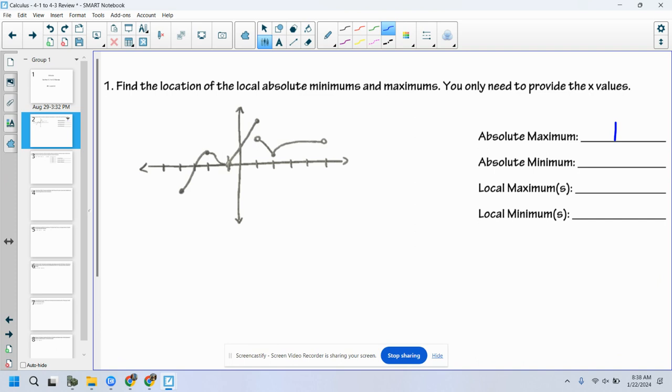What's the absolute minimum? Down here, right? This is at -1, -2, -3, -4. Is that also a local? No, because it's an endpoint. Remember that it could be absolute, but not local if it's an endpoint.